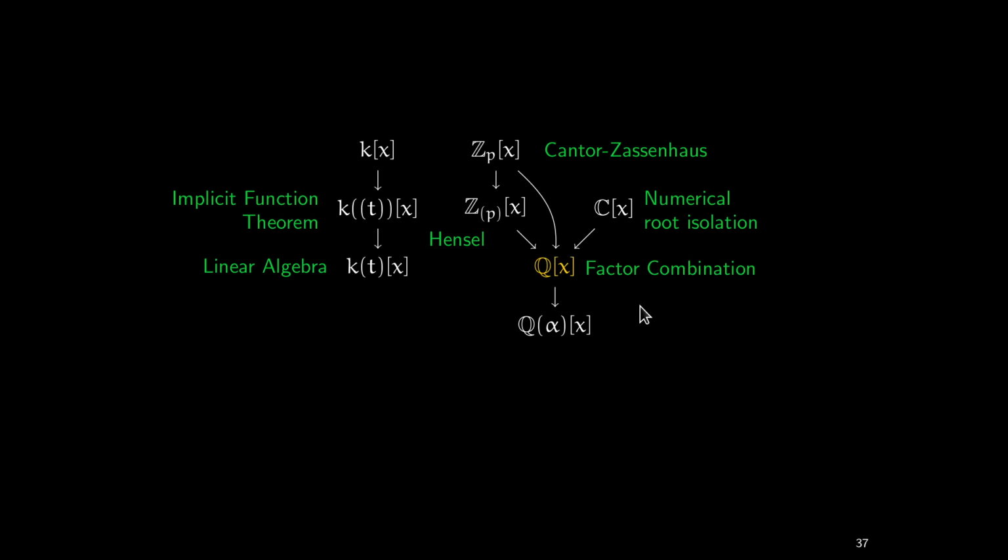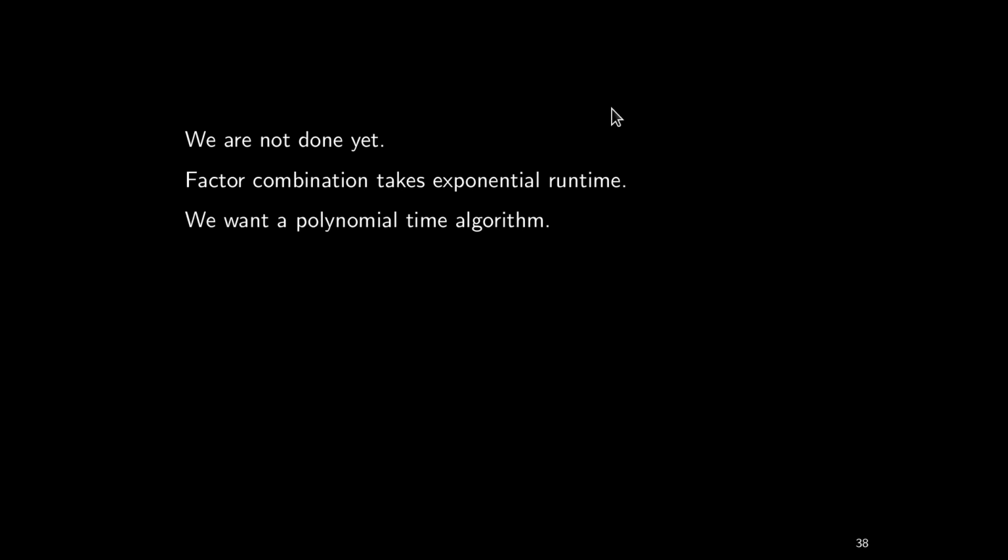You can do a factor combination. But that's not the end of the story, because a factor combination will take as long as how many subsets there are, and there are many subsets, and so we have an exponential runtime. That's not acceptable. We have to work a bit more in order to get an algorithm that has polynomial runtime.